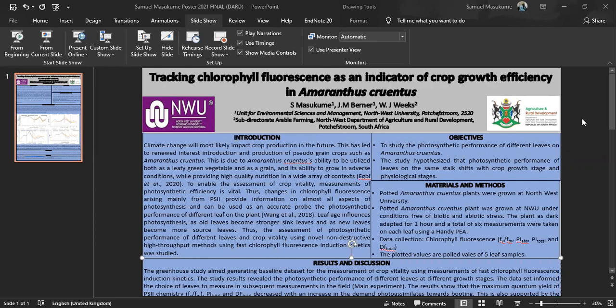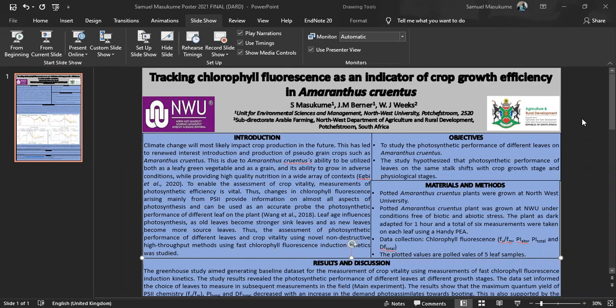Climate change and its associated impacts have led to a renewed interest in the introduction and production of pseudograin crops like Amaranthus cruentus. This is due to the ability of Amaranthus cruentus to withstand adverse environmental conditions, as well as the derived benefits of the leafy green vegetables and grain which can be harvested, and these provide high quality nutrition.